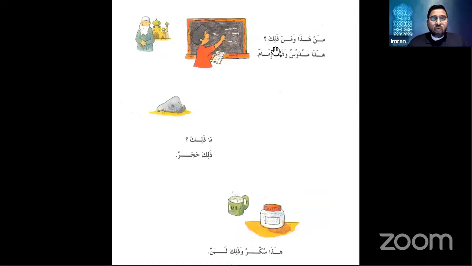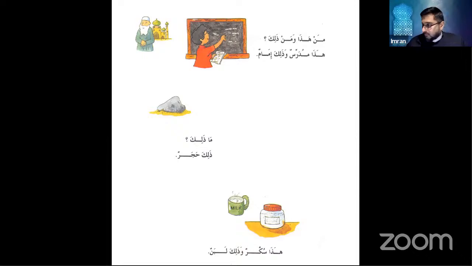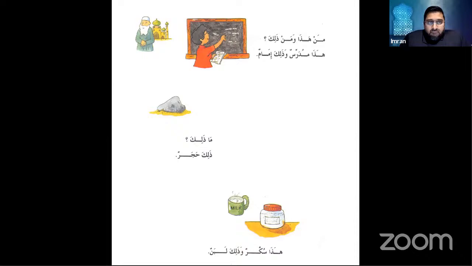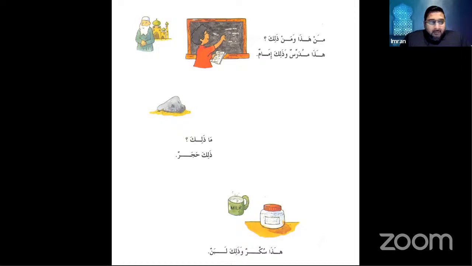"Man hadha wa man dhalika." Man means who. Who is this and who is that? "Hadha mudarrisun wa dhalika imamun." Repeat, please, sister. Who is this and who is that? "Hada mudarrisun wa dhalika imamun." This is the teacher and that is an imam.